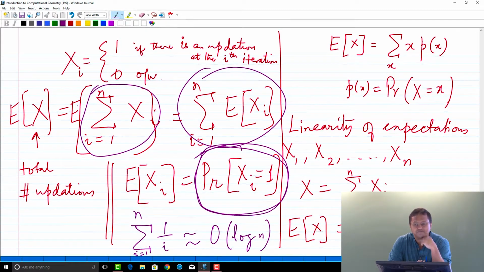Suppose the ith element is the smallest one, then that will be an updation. Suppose the smallest element is the first element. No, but then how do you argue probabilistically? What I am arguing is there is an updation, that will be 1. And if there is an updation, then this number must have been the minimum among all of them. This is my argument.